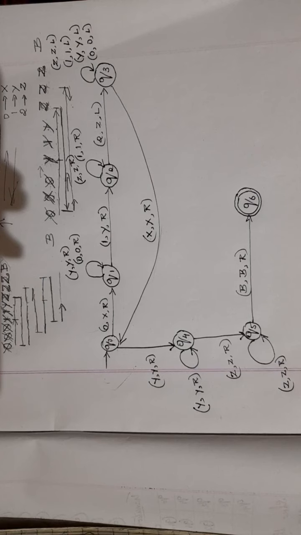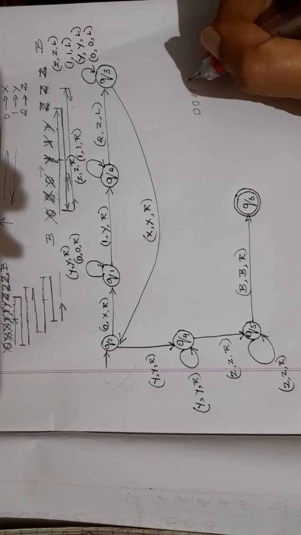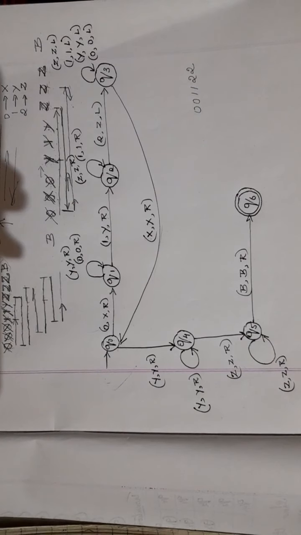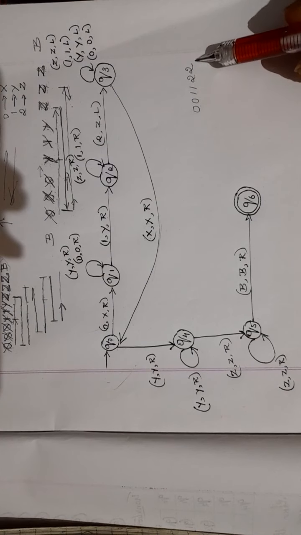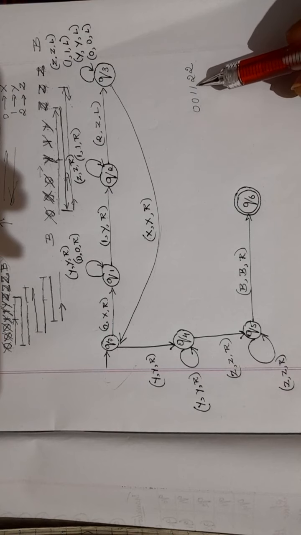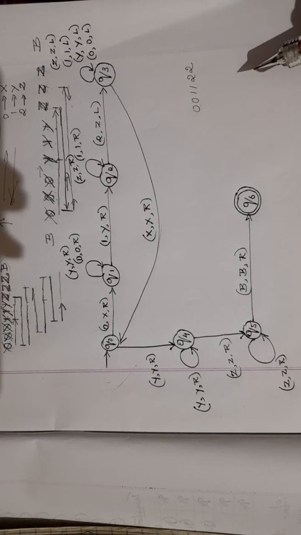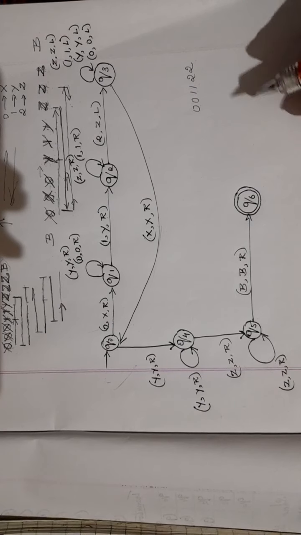Once you're done with the transition table, try to trace for 0 0 1 1 2 2. Show the moves to accept the string 0 0 1 1 2 2. The moves also I have shown in a previous video. Go through that and then solve the problem. The same problem can be asked in many ways.